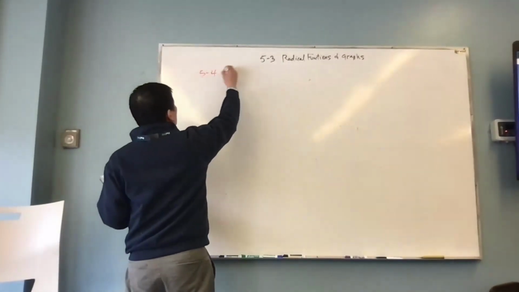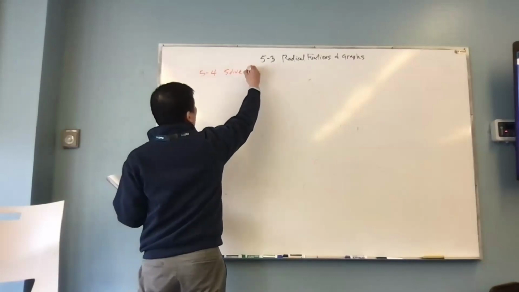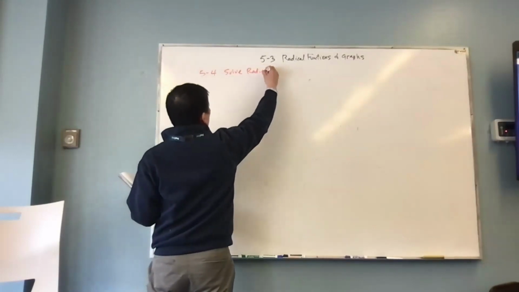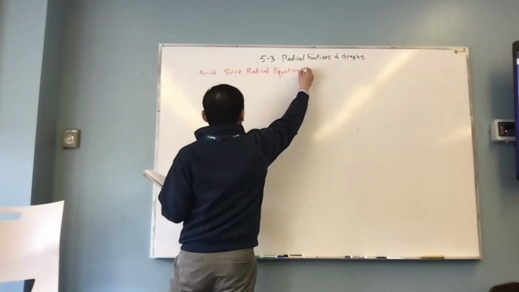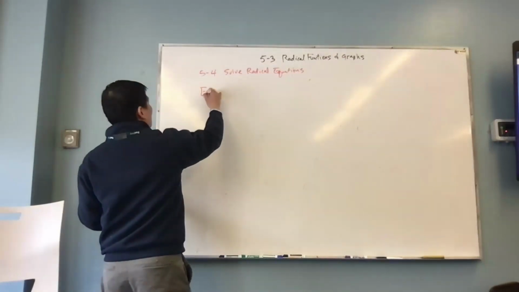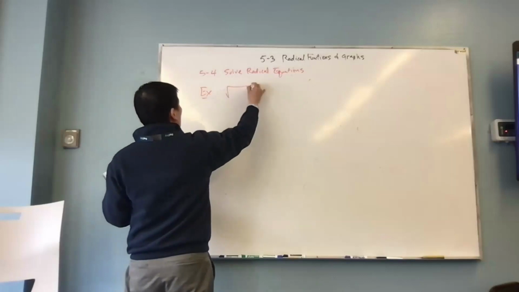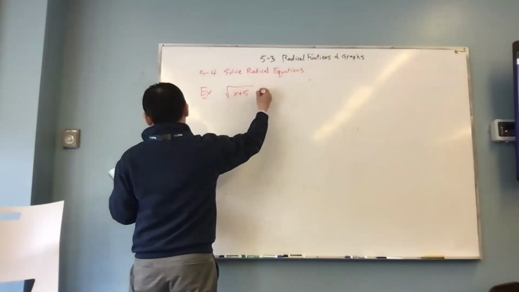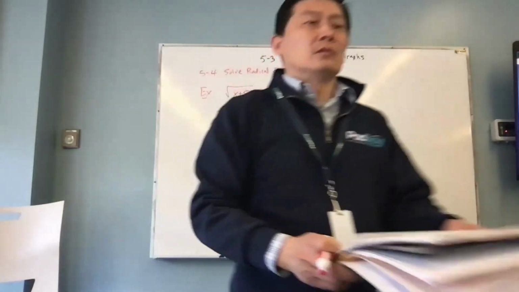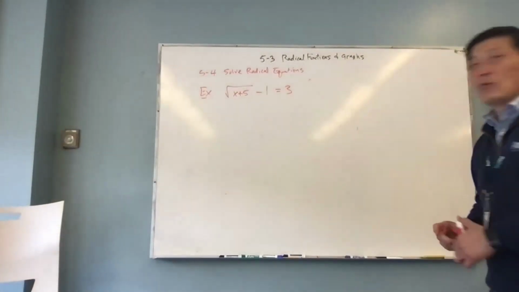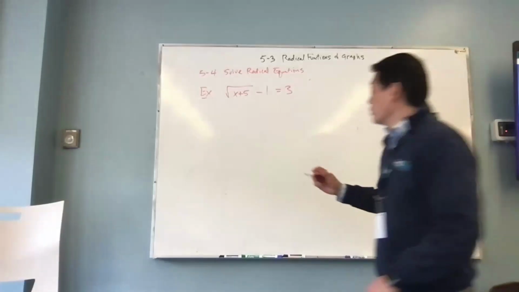Now we want to solve radical equations. Just start with one simple example: square root of x plus 5, minus 1, is equal to 3. I kind of want to explain this a little bit further.